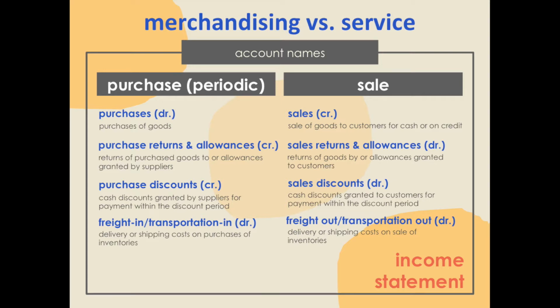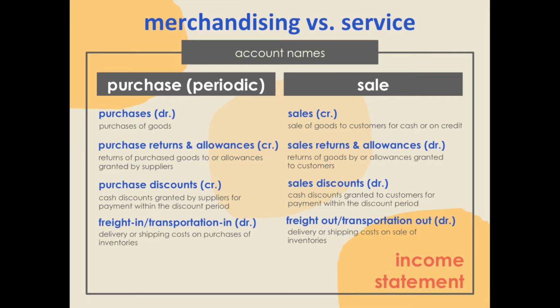Next, we have purchase returns and allowances. This account is used to record any returns made by the company and any allowances or reductions in price due to defects granted by the seller. Since this reduces the cost of purchases, this has a normal credit balance.